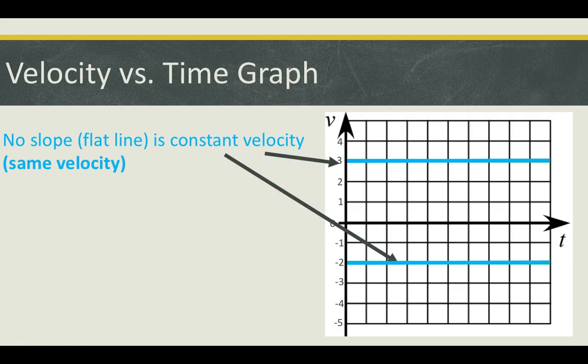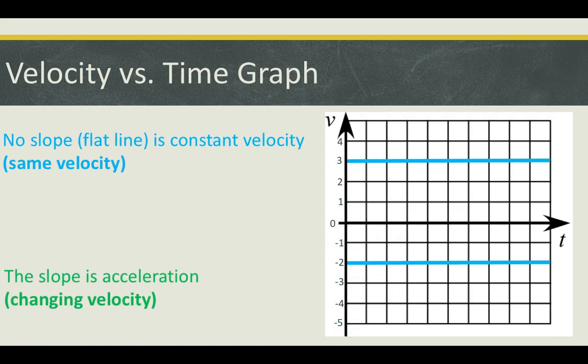Then the other thing that we can find on a graph like this is when velocity changes. Remember, these two lines show us that velocity is not changing. Position is changing. The object is moving, but its velocity is staying the same. So these blue lines show something like cruise control on the car, moving at a steady, constant pace.